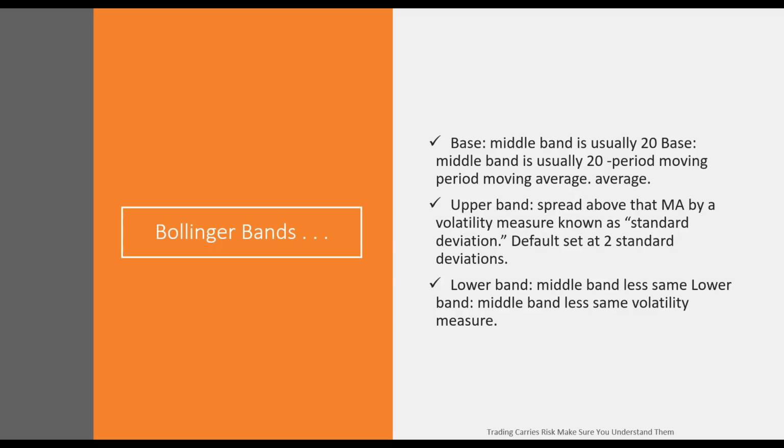Okay, the base for the Bollinger Band is the 20-period base, which can be adjusted. If you feel like adjusting it, the longer the base, the slower it changes. But if you adjust it again, then you cannot apply any standard Bollinger Band strategies because you've changed the band. The upper band is a volatility measure known as standard deviation. It's set at a default of 2 standard deviations, and the lower band is minus 2 standard deviations.